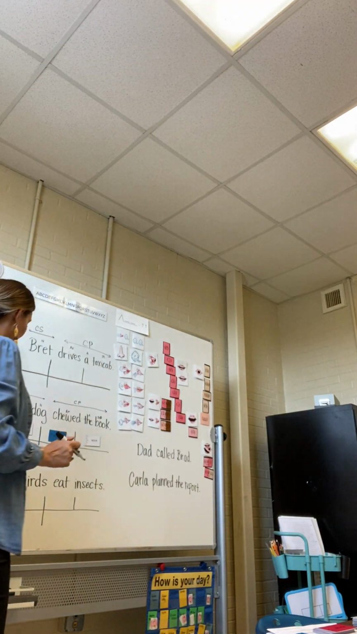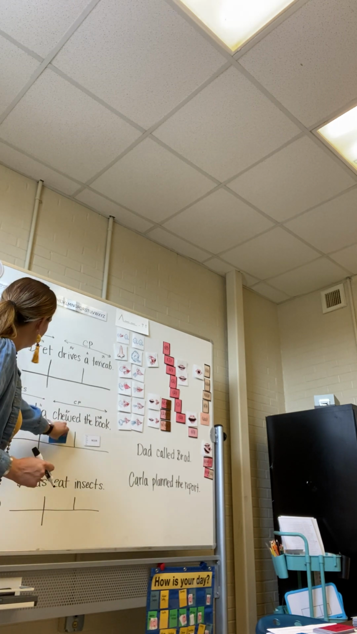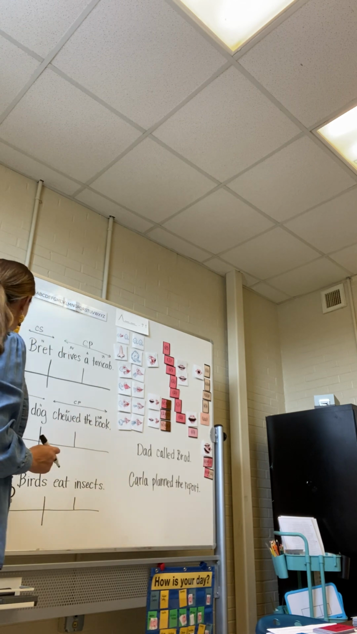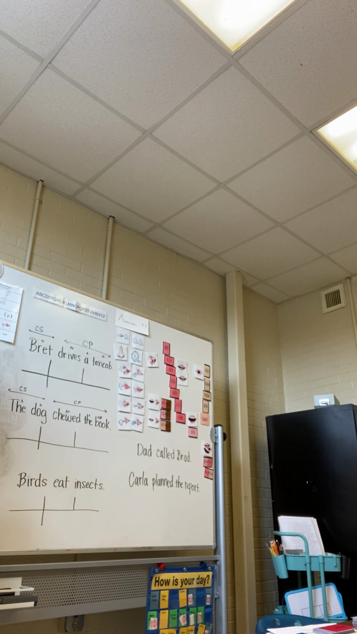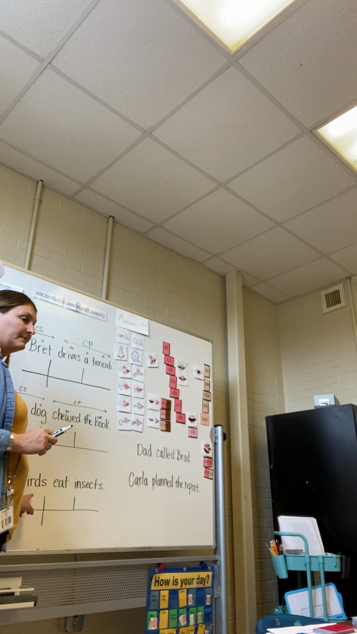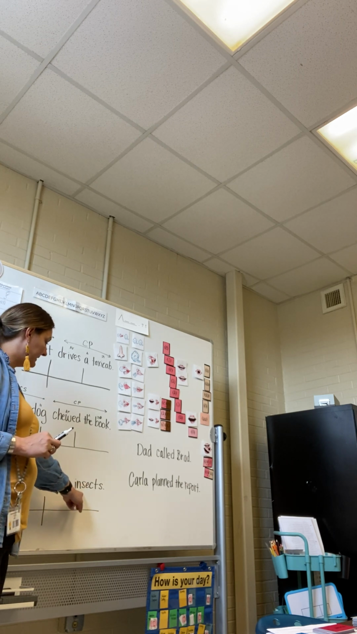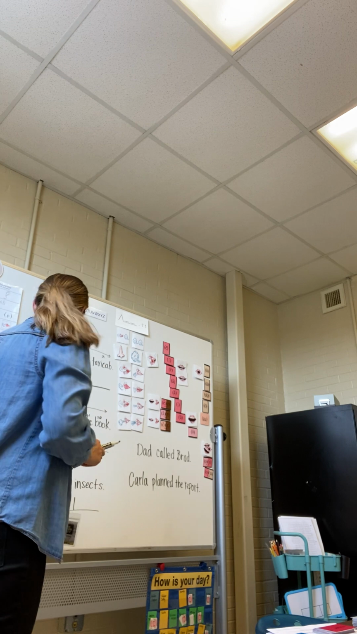All right, back over here to me. Let's do one more and then I'll let you try it. All right, first let's remove all of our cards. Okay, so. Them in order. It's like this. All right, let's read our sentence. Birds eat insects. Very good. Birds eat insects.